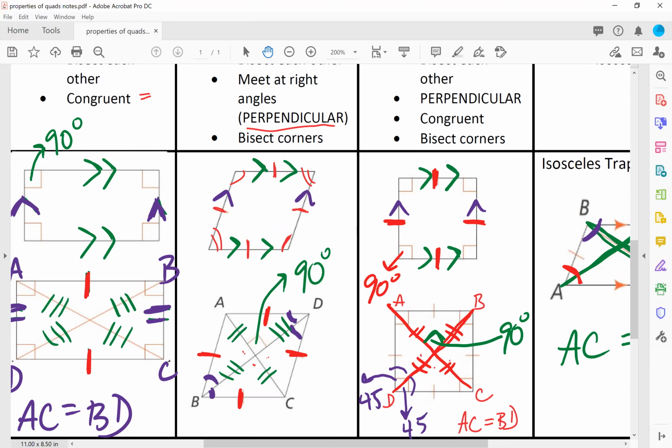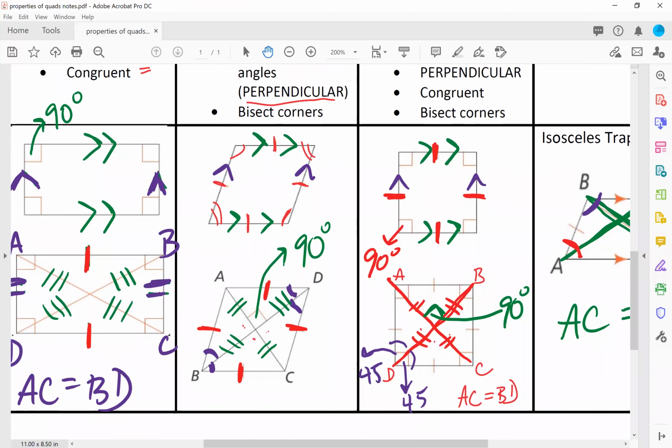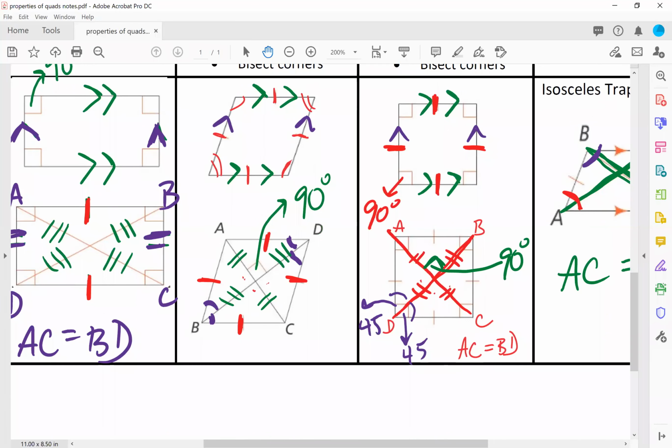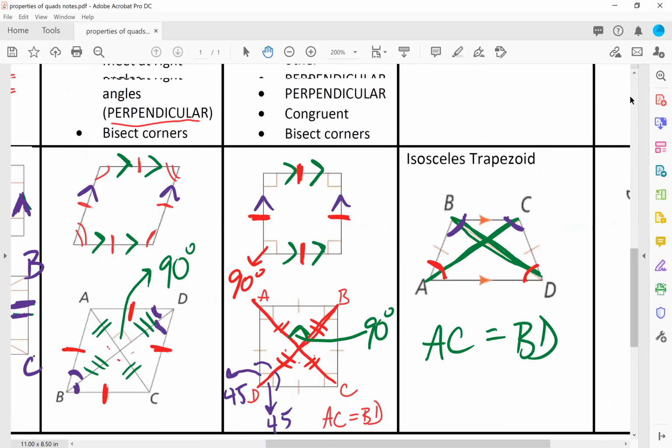And then they are congruent, just like a rectangle. So AC is equal to BD. And so that's why they're each getting the same marking on each half of both diagonals, because if you take 2 lines that are equal and cut them in half, you get 4 equal pieces. And again, the last thing, just like a rhombus, they are bisecting these corners. And for a square, that's special because the corner is 90. So if you do 90 divided by 2, each half is going to be 45. So that's a square.